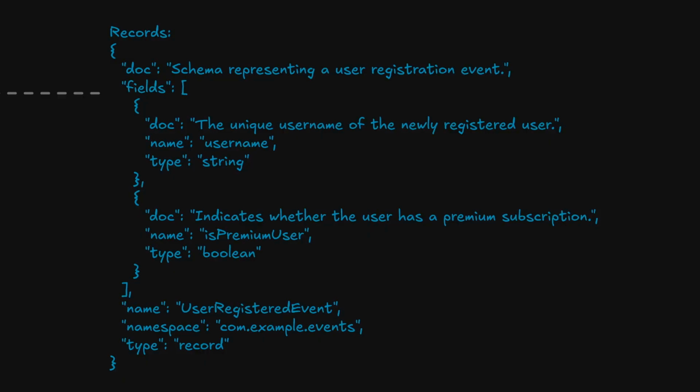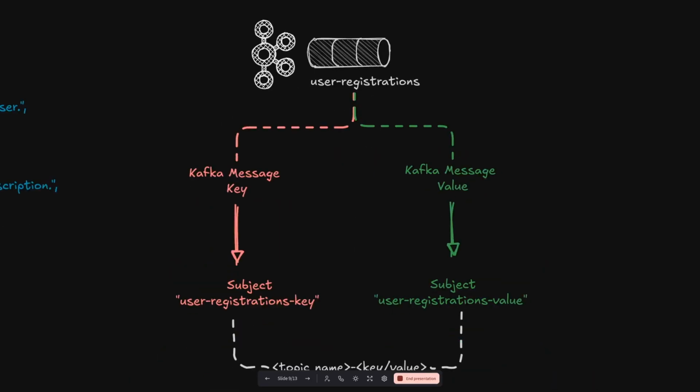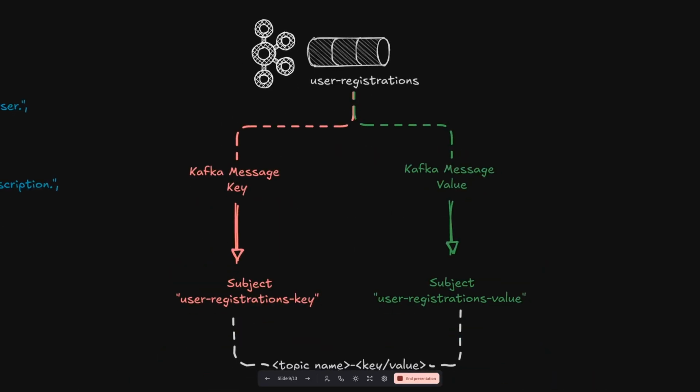Here we have an Avro schema for a user-registered event data model. We want to use this schema for the message values for a topic called user-registrations. Kafka messages are composed of keys and values. When using the registry, you can define schemas for both. The entity to which you associate the data schema is called a subject. Subjects typically follow the naming convention of topic name followed by a suffix, which is -key or -value.